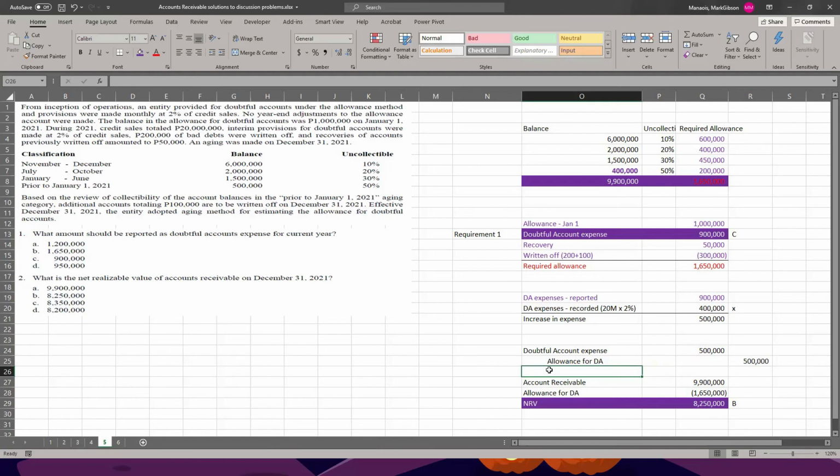So in this case, class, the doubtful account expenses recorded, no, per books is only 400,000. Ito yung previous method nila, no, based on percentage of net sales of credit sales. Now, dun sa bagong method, ang bagong method is aging, no, aging of AR. So that's the required doubtful account expense, no? So that's 900,000. Okay, so that's problem number 5.